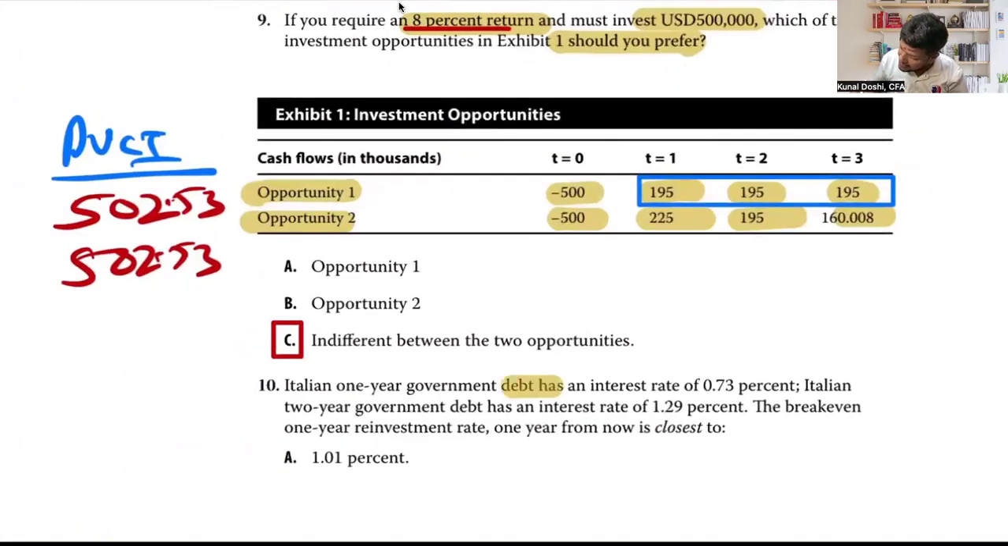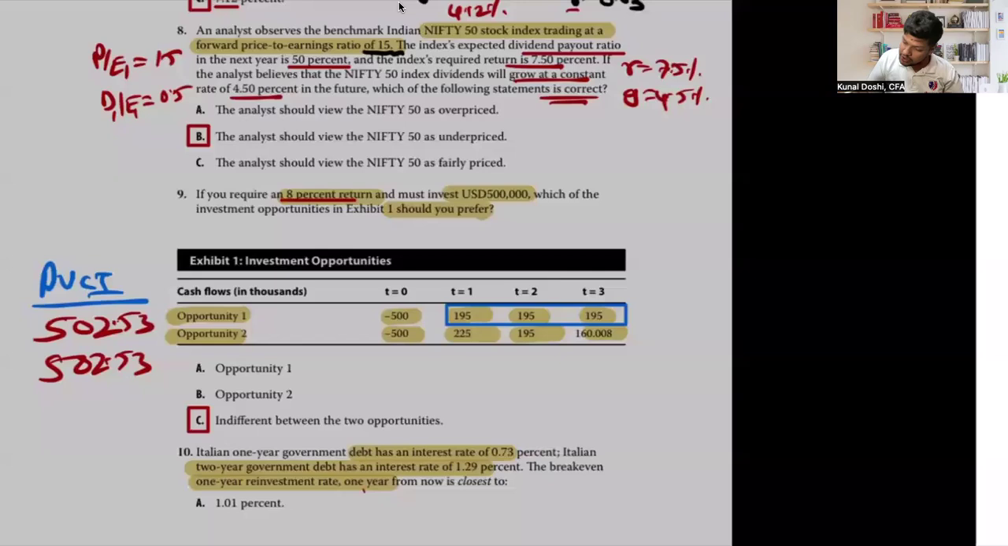Italian 1-year government debt has interest of 0.73. 2-year government debt has interest of 1.29. The break-even 1-year investment reinvestment rate. Now, this is actually from bonds, something called spot and forward rates. So what I'll do is perhaps solve this using the timeline. So this is question number 10.